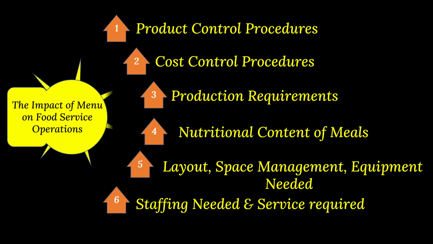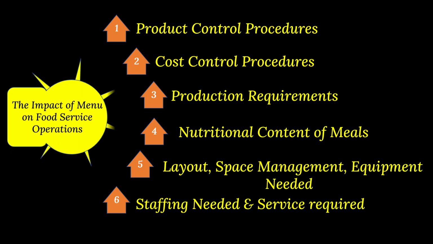And the next is staffing needed and service required. This is also another very important area. Staffing needed. Employees must be available to produce and serve all items required by the menu. They should be knowledgeable and skilled enough. Similarly, for the service also, the food and beverage manager must carefully plan how products will be served to the guest. The menu affects the skill levels required for service as well as production.